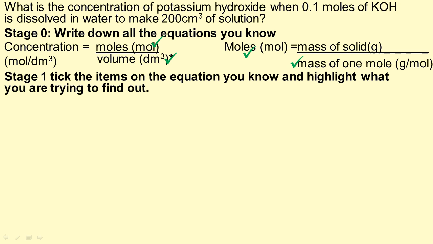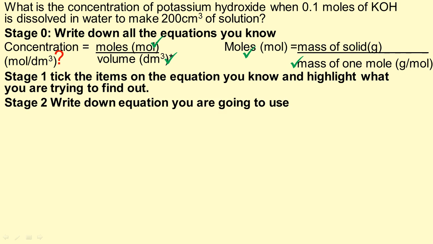Next thing, highlight what you don't know or what you're trying to find out. It says what is the concentration. So the thing you're trying to find out here is the concentration. Stage 2, write down the equation you're going to use. Clearly you're going to be using the equation concentration is equal to moles over volume.